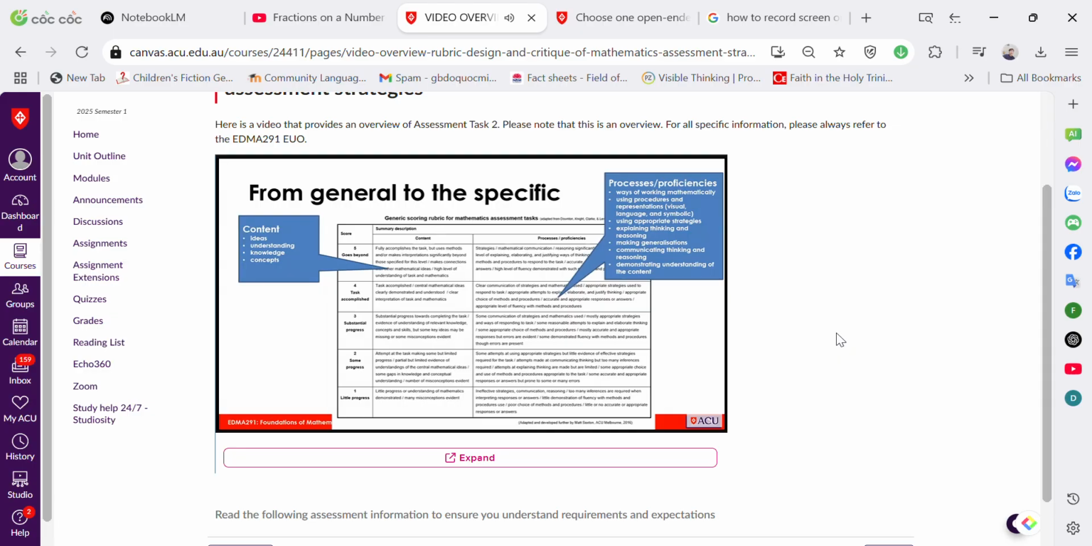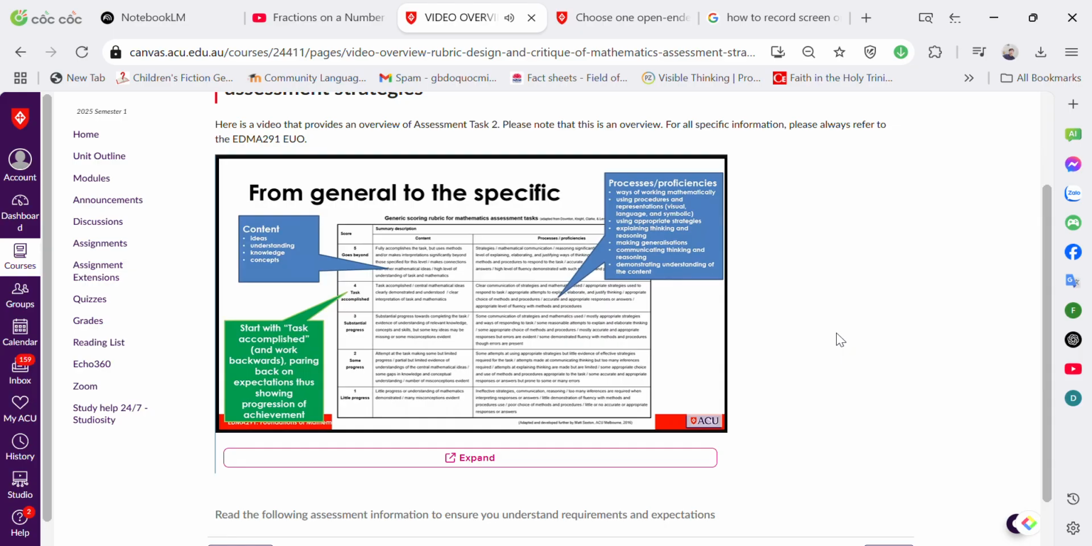The processes and proficiencies are the ways of working mathematically. So think about, how did you work mathematically? What would you expect? What procedures did you use? What representations were you expecting or should be expecting to see at each of those levels? What are the strategies that a student might use in grade 5-6? How would they explain their thinking? Make generalizations if they make any. Maybe making generalizations is going further, and if so, what kind of generalizations would that be? What about communicating thinking and reasoning?